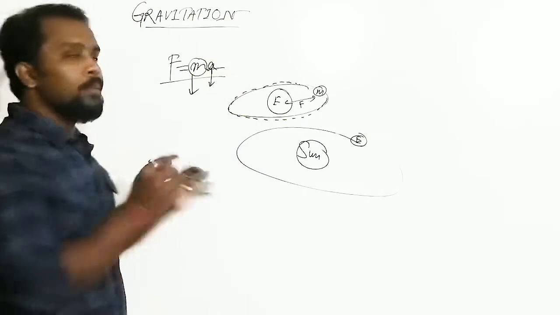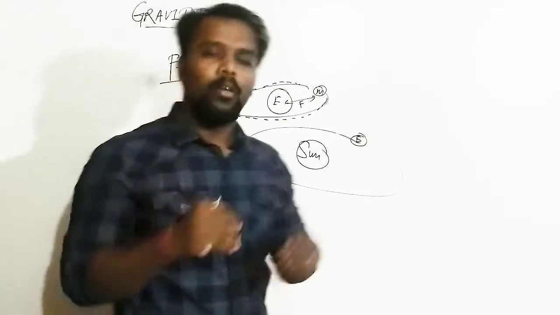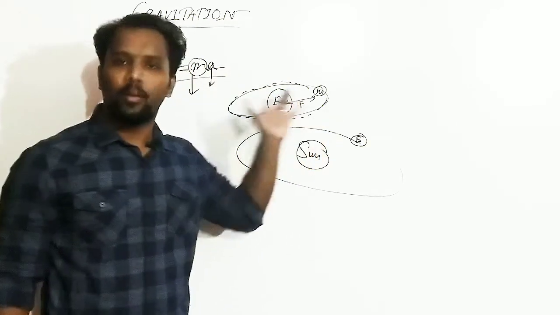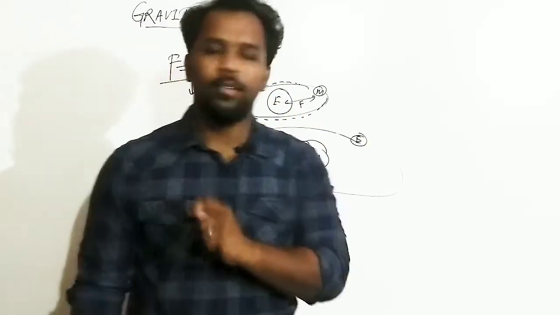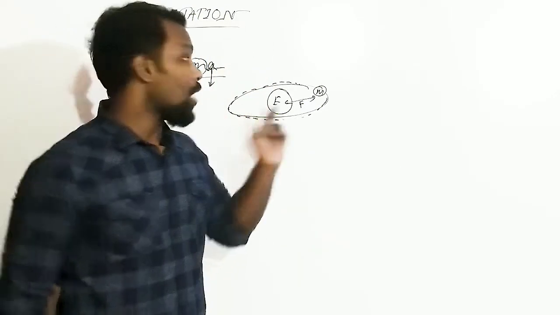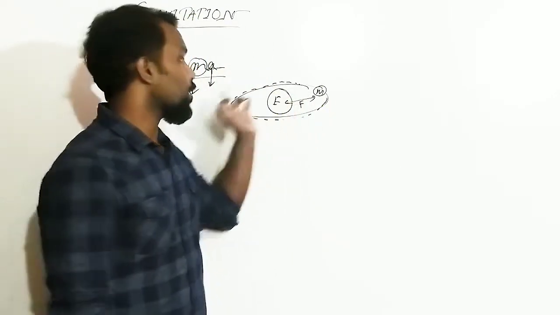I'm going to show it with some mathematical formula, so don't worry about it. We are going to move it. To understand this basic thing, how the moon is continuously revolving around the earth, we'll take one example. We'll try to understand how the moon is actually able to revolve around the earth.